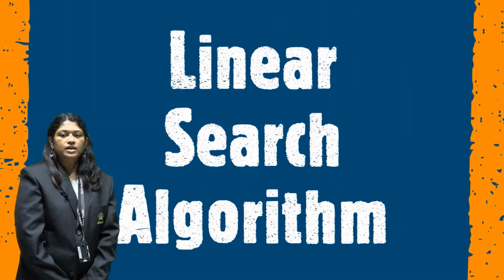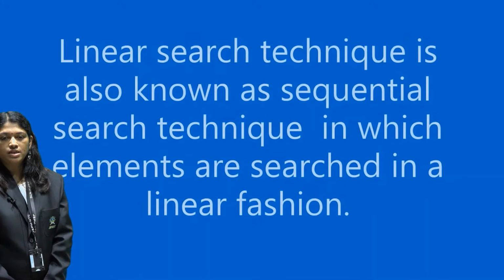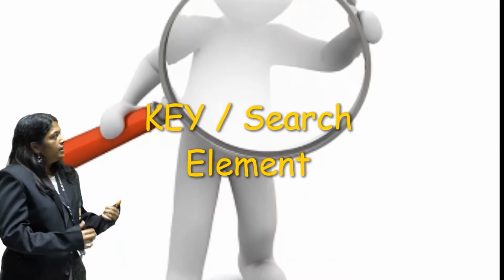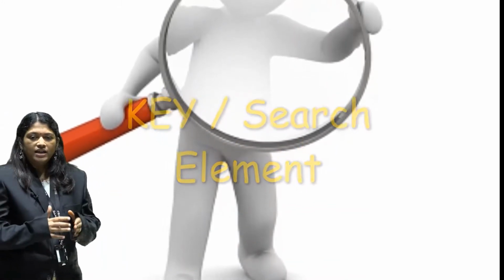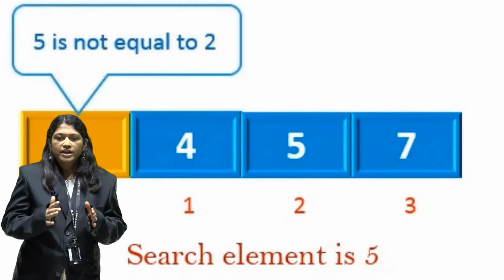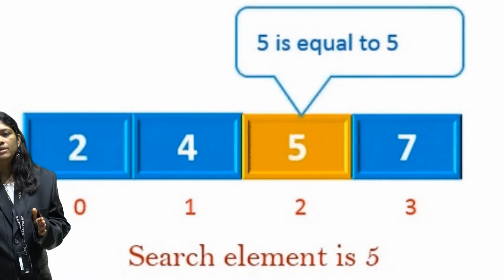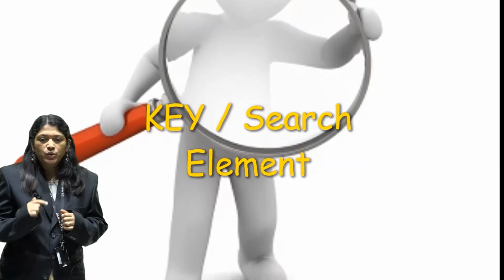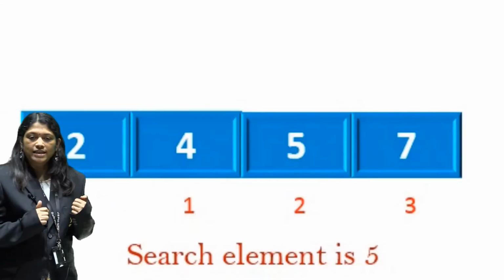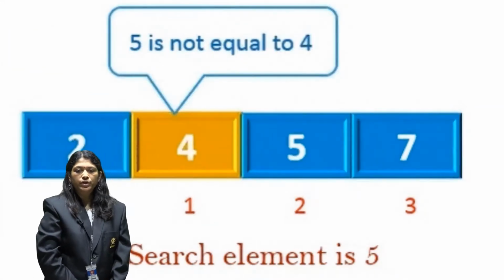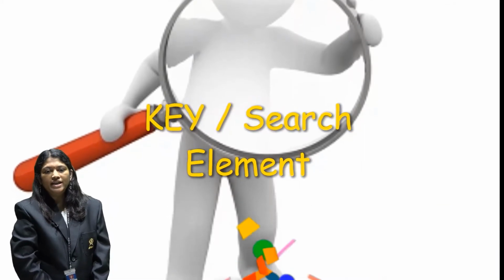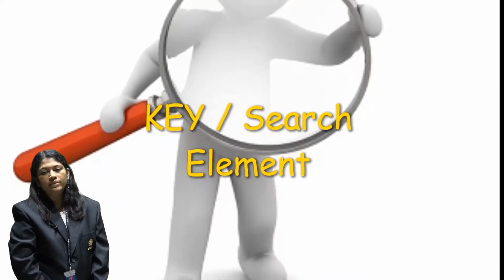Linear search technique is also known as sequential search technique, in which elements are searched in a linear fashion. Here we take one key element, which is a different term. Key means which element you want to search. We compare the key element to each and every element in the list. If the element is retrieved, we return its value and position. Else we state clearly that the key element is not found.